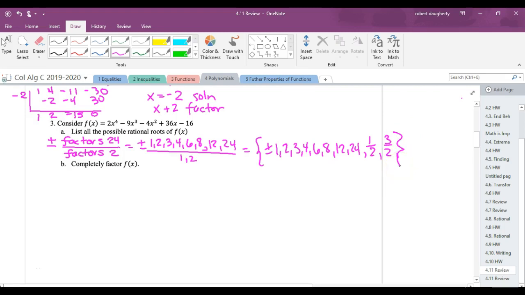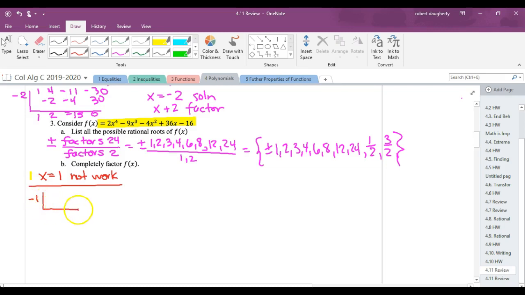Now to completely factor this guy. I don't have positive coefficients, so I can't assume the root is negative. What happens when I add all these numbers together? 2 minus 9 is negative 7. Negative 7 minus 4 is negative 11. Negative 11 plus 36 is 25. Minus 16 is not 0. So I know that 1 does not work. So I'm just going to start marching down the list. If you did not figure that out, you could just try it and find out that it doesn't work.